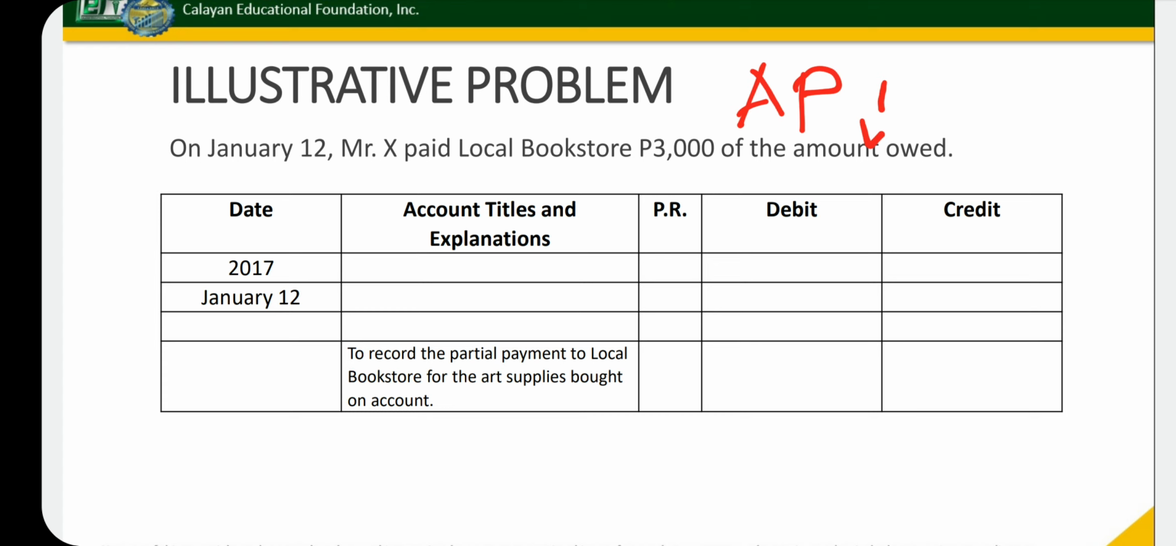Because you are paying. And to record a decrease in liability, we're going to follow the reverse or the abnormal balance of liability. Again, class, what is the normal balance for a liability? Ma'am, credit po, to show an increase.